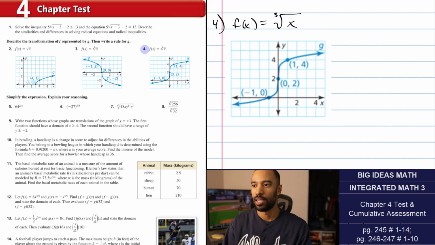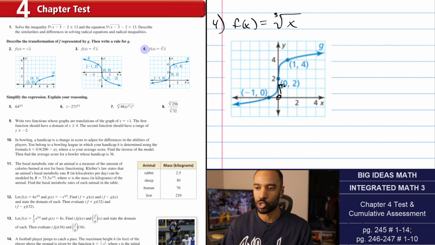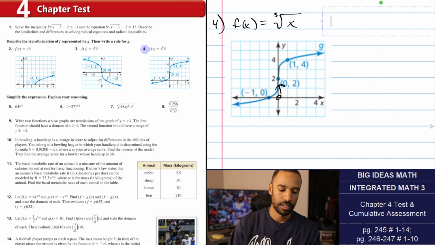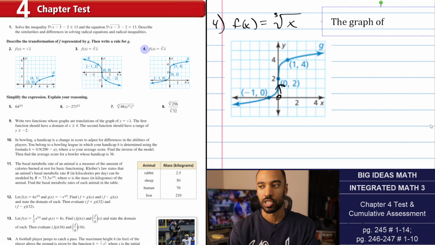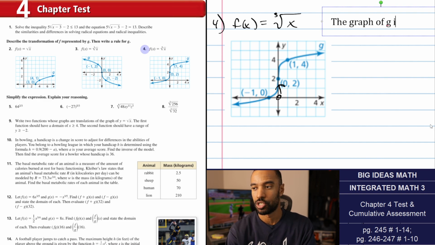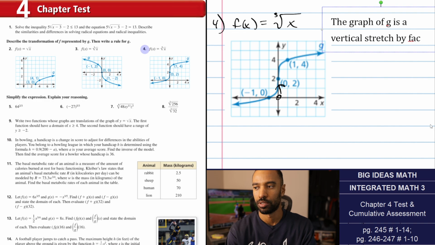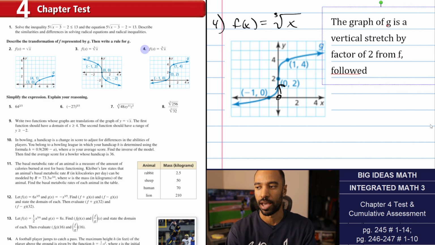So what do you see? The center would normally start at the origin and it's translated 2 units up. And from 2, it goes over 1 up 2, which means it's doubled. So the graph of g, we're going to talk about the stretch first. g is a vertical stretch by a factor of 2 from f, followed by a translation 2 units up.